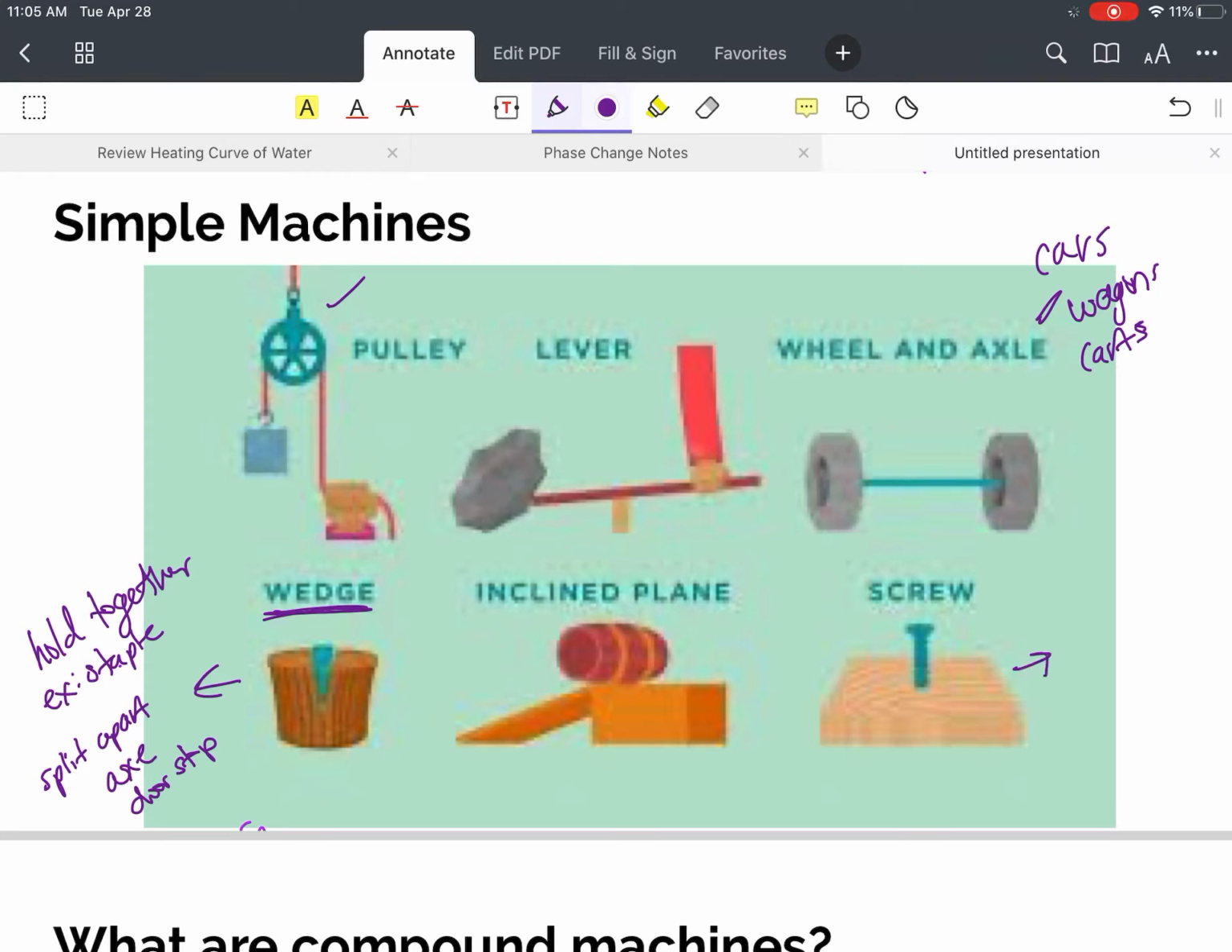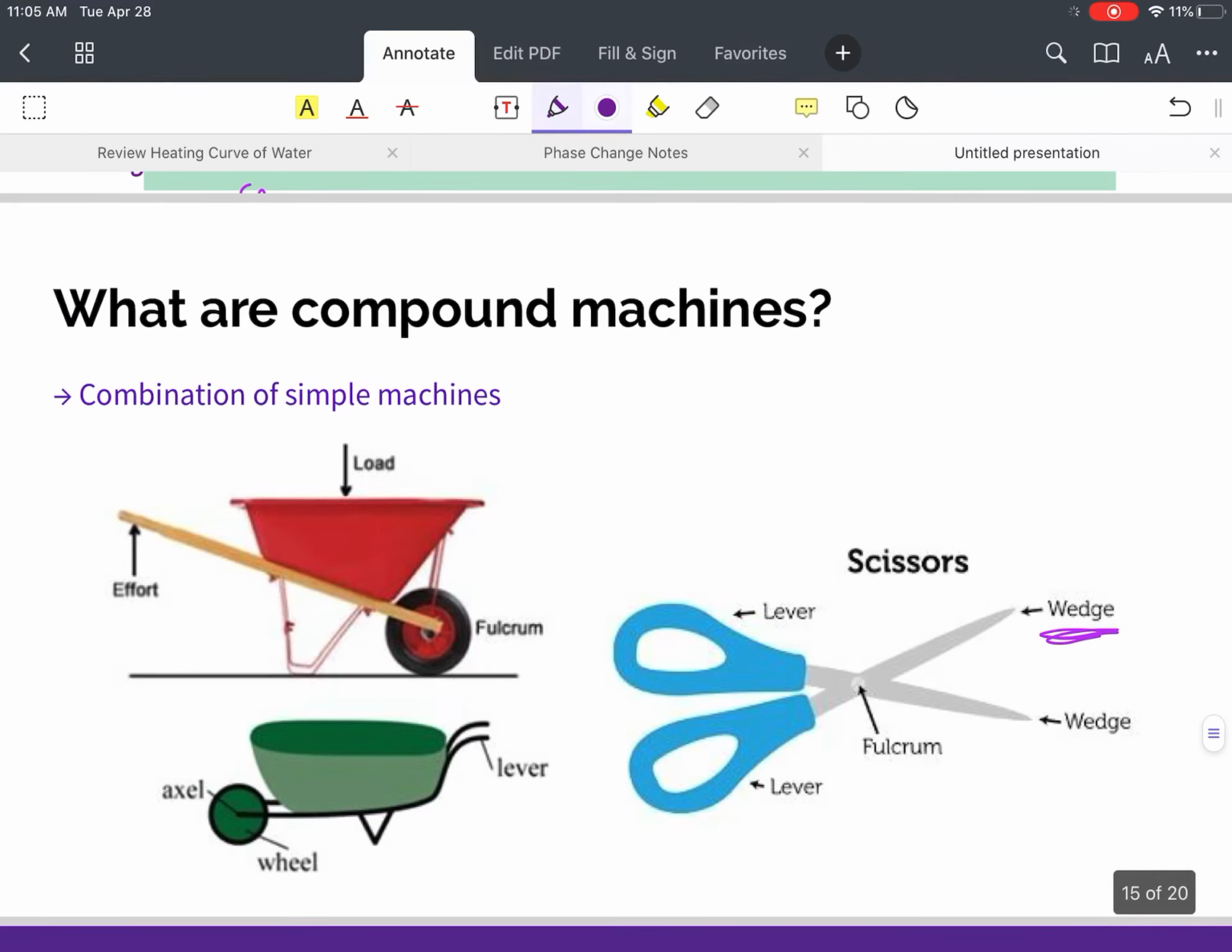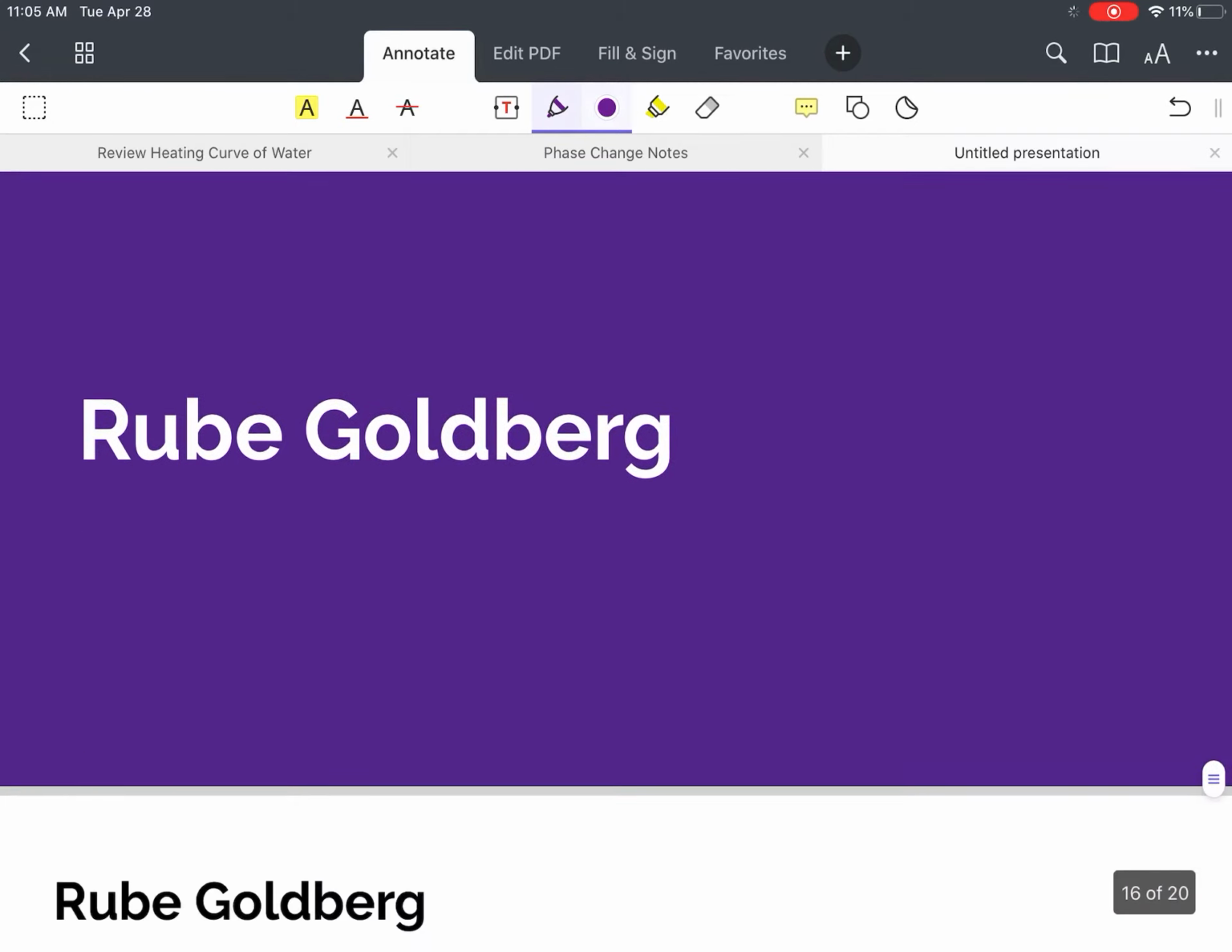And then a screw has a very similar function to the wedge. It's going to hold together. But the difference between a screw and a wedge is that a screw always has to twist in that circular motion. We have compound machines. That's just where we can combine some simple machines together, like scissors is a wedge and a lever because it goes up and down. The scissors cuts through or separates the paper, right? A wheelbarrow has a wheel and axle, and it also has a lever because you push it up or down with the lever.